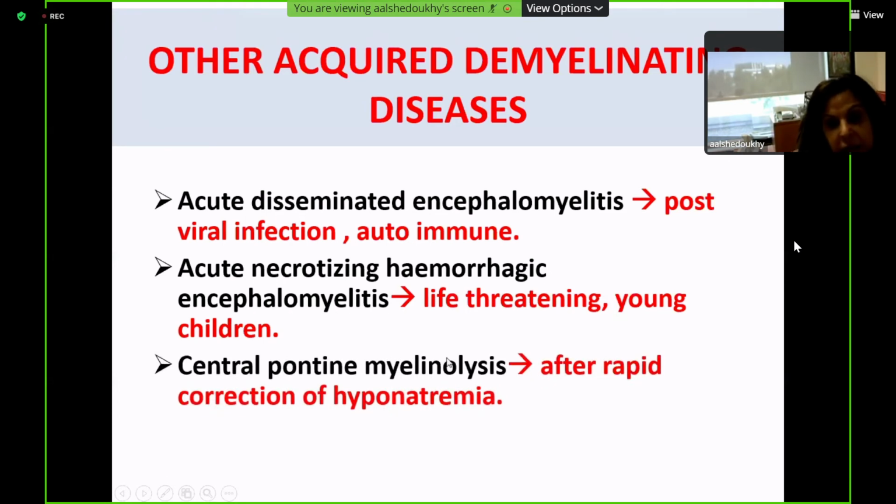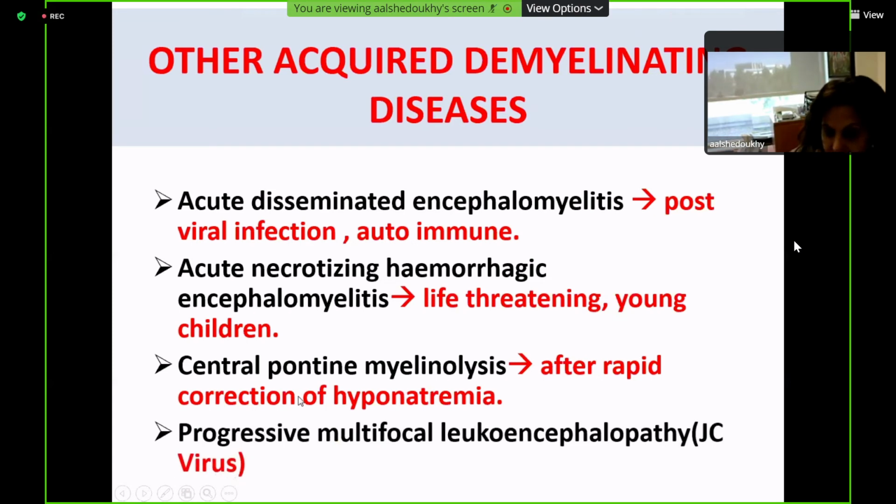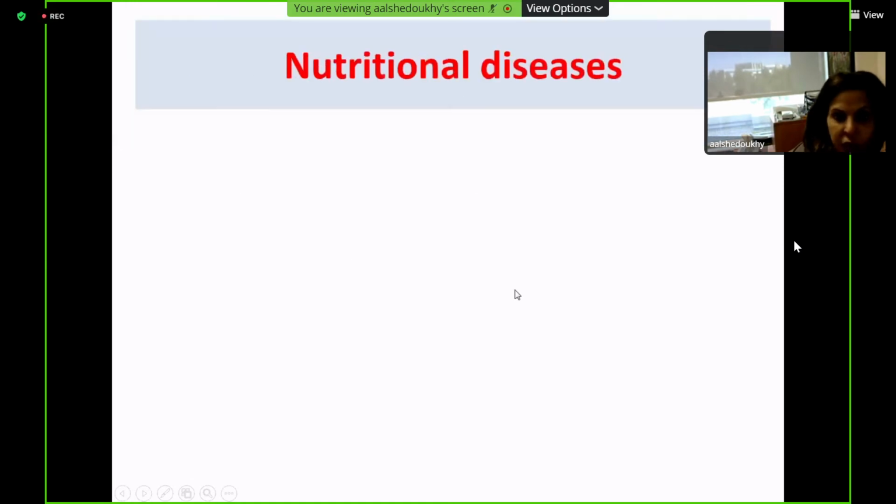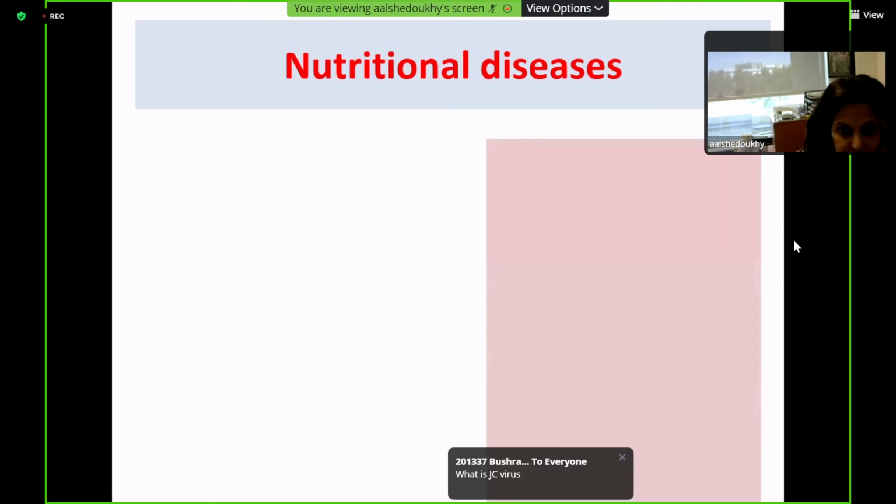Central pontine myelinolysis is a condition usually seen in intensive care patients or the emergency department due to rapid correction of hyponatremia. Progressive multifocal leukoencephalopathy is caused by JC virus, or an agent. This is another big topic. But all of these share the feature of demyelination. Now we want to talk about nutritional diseases and their effect on the brain.